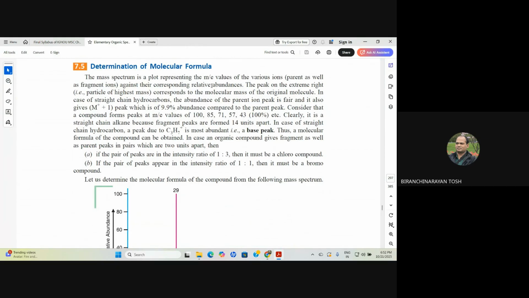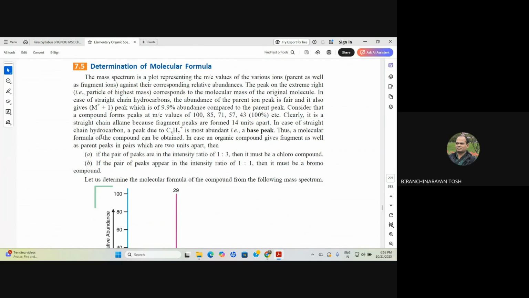The mass spectrum is a plot representing the m/e value of the various ions, parent as well as fragment ions, against their corresponding relative abundance. The peak at the extreme right gives the particle of highest mass, corresponding to the molecular mass of the original molecule. In case of a straight chain hydrocarbon, the abundance of the parent ion peak is fair, as it also gives an M plus 1 peak, which is 9.9% abundance compared to the parent peak. M plus 1 in this case may be the hydrogen isotope.